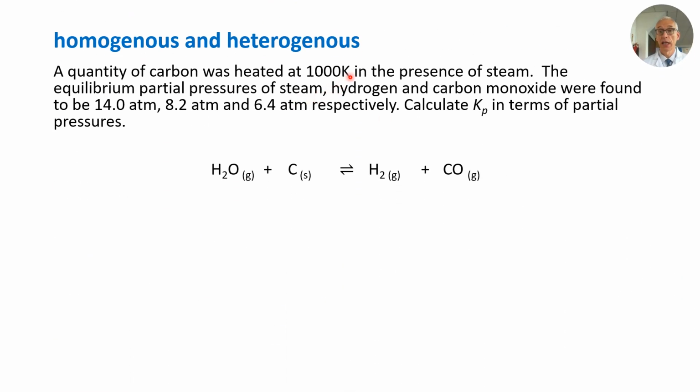So let's look at a calculation involving heterogeneous equilibria. A quantity of carbon was heated at 1000 Kelvin, reacted with steam. So here's the equation, steam and carbon giving us hydrogen and carbon monoxide. The equilibrium partial pressures of steam, hydrogen and carbon monoxide were found to be 14, 8.2 and 6.4 atmospheres respectively. Calculate Kp. Pause, carry out the calculation, then come back to check against my modelling.